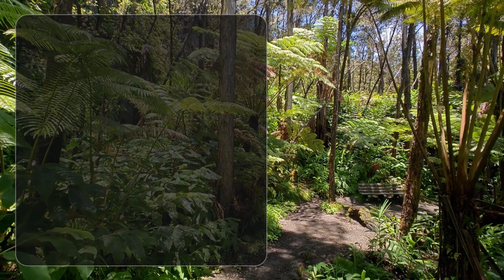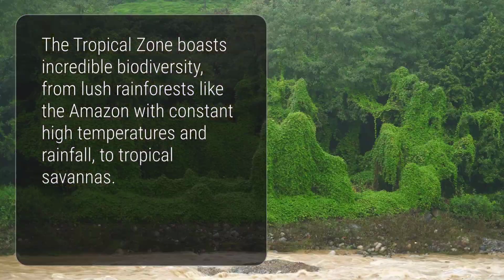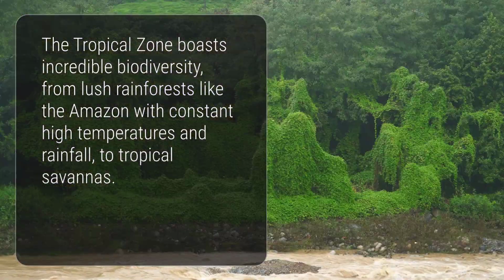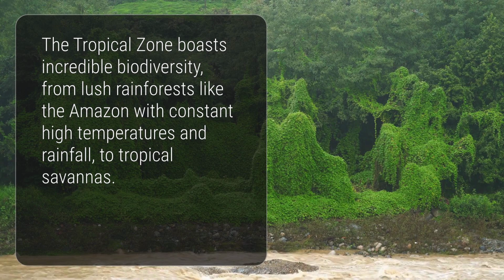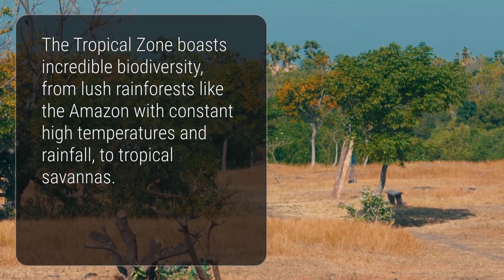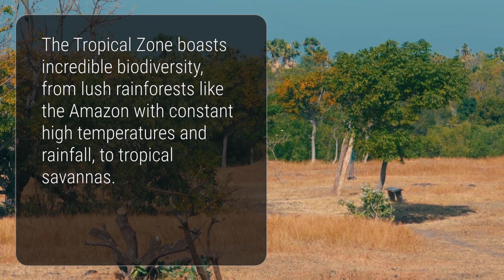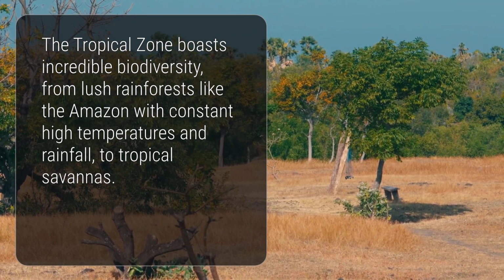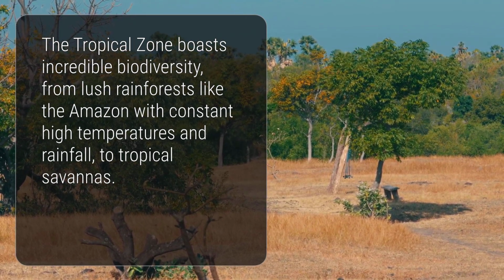Within the tropical zone, you find incredible biodiversity. Think of lush tropical rainforests like the Amazon with constant high temperatures and heavy rainfall. You also find tropical savannas, which are grasslands with scattered trees, experiencing distinct wet and dry seasons.